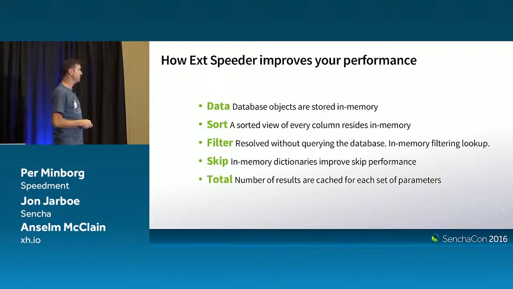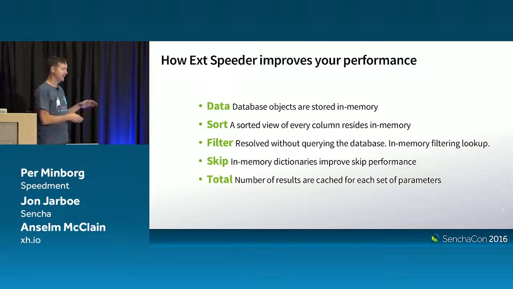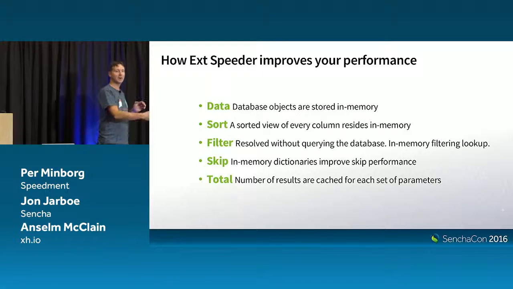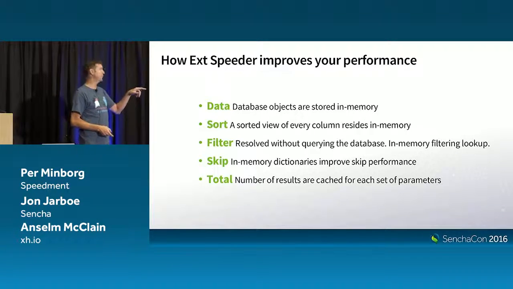And also we cache the totals, because as Ext JS works, it needs to know how many records there are in total that fit that kind of filtering. I might show between 100 and 200, but it needs to know the total. So we cache all of them, so we also get good performance for that type of element in the response.